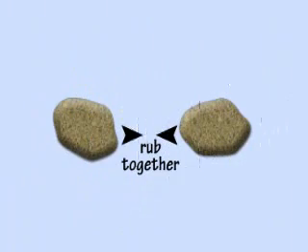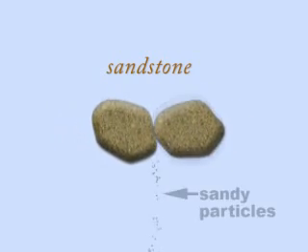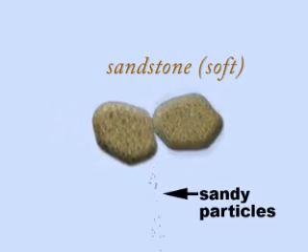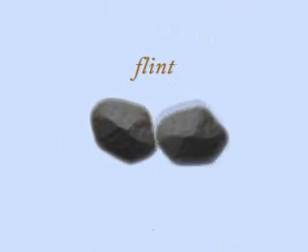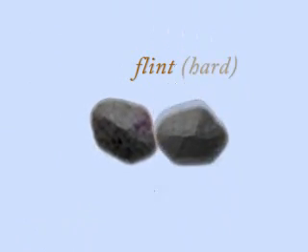Let's do a rubbing test to see how easily different rocks are worn down. If you rub two pieces of sandstone together, sandy particles come away quite easily because sandstone is very soft. However, two lumps of flint do not produce nearly as many particles because flint is much harder.